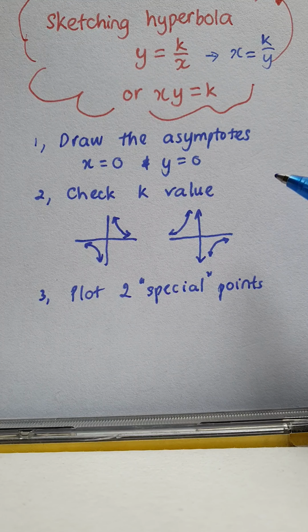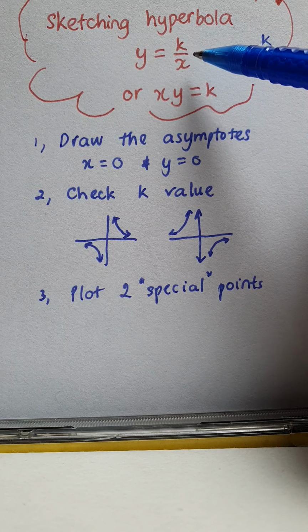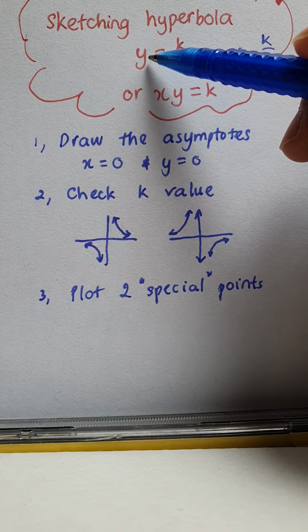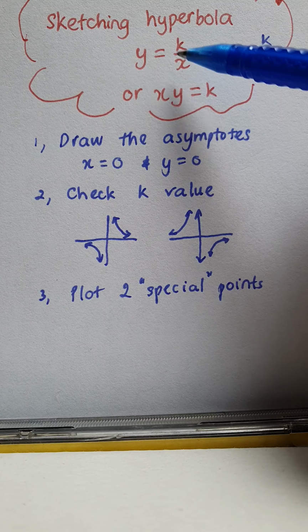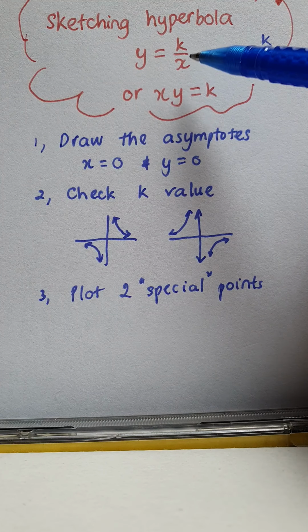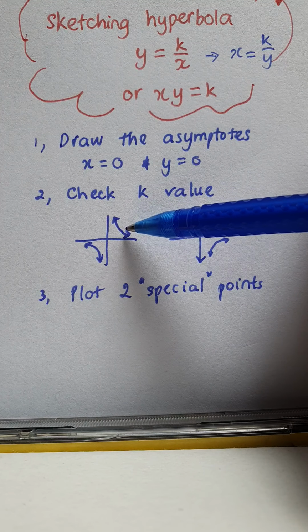So for example, the first thing you should do is to draw the asymptotes. There are 2 asymptotes for any hyperbola in this form, which are the x and the y-axis. And then you can check the k value. If k is positive, have a look at this equation over here. When k is positive and x is positive, then you will end up with y equal to a positive number divided by a positive number, which is also a positive number. So your graph will fall in this first quadrant.